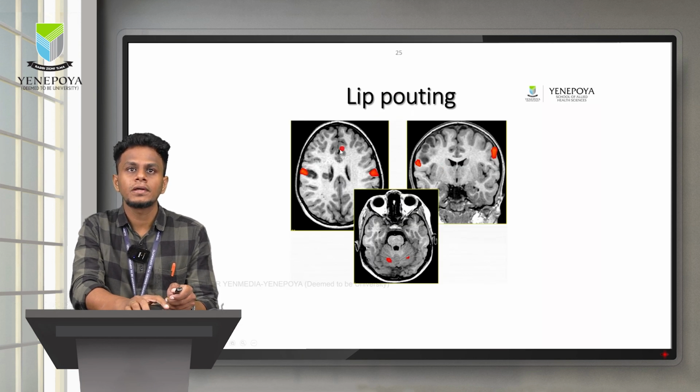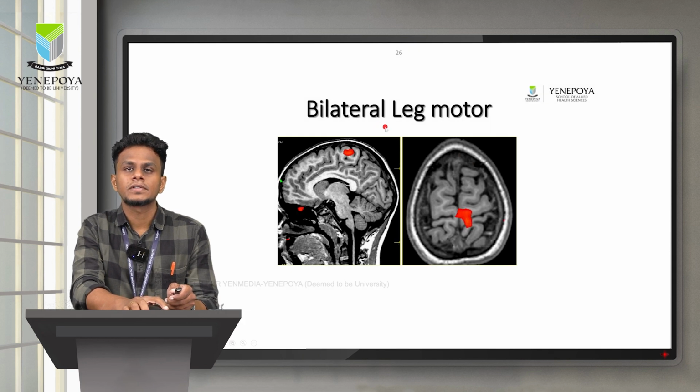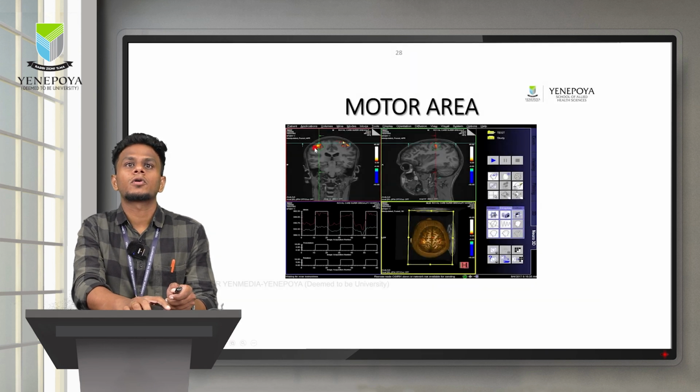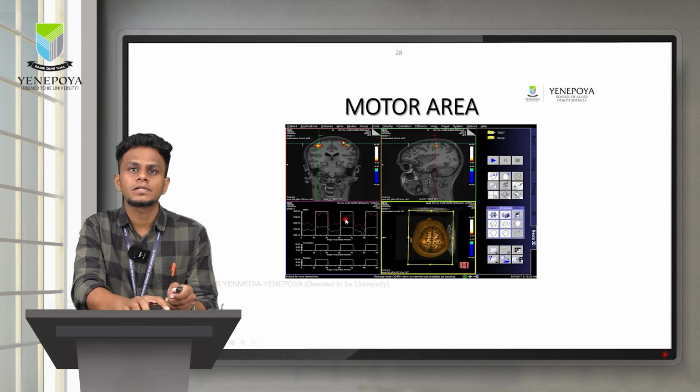This is a lip pointing task, so you can see the activity here. This is a bilateral leg movement, which is the motor cortex. This is your motor cortex area where you can see the activity, this is your Broca's area, and this is the motor cortex again. You can see the graphical pattern, how the graph changes when there is no activity and when there is activity. Simultaneously, comparative ROIs are drawn on the right and the left, and you can do the comparative study.